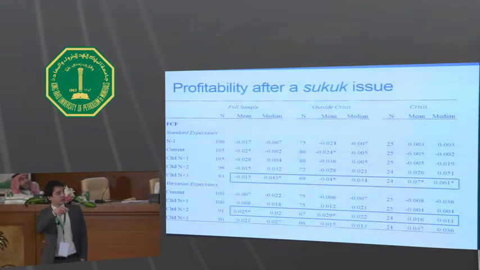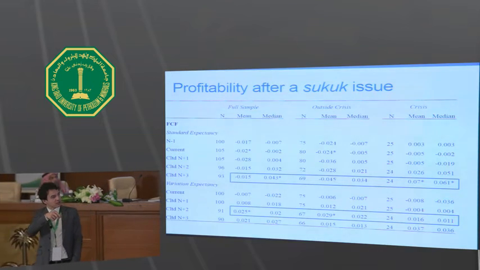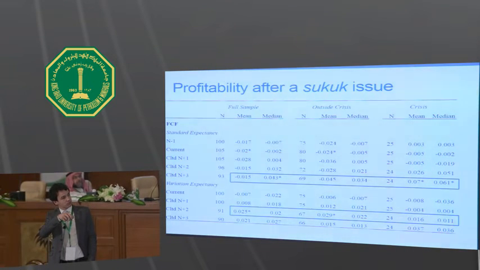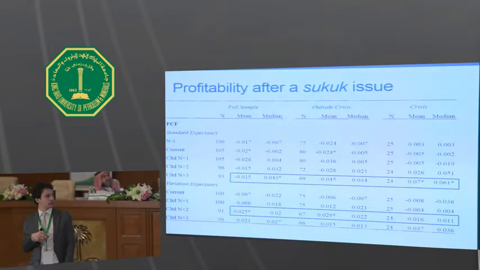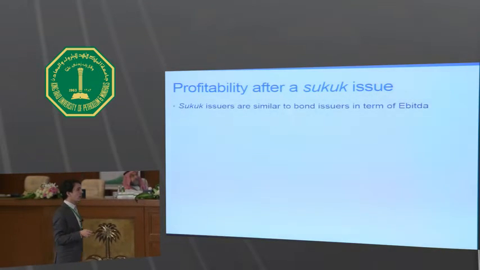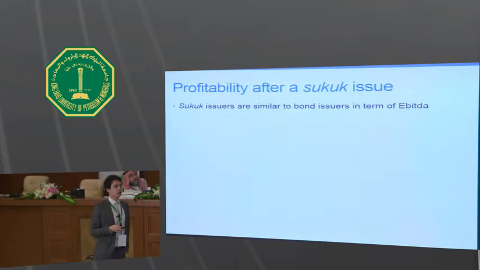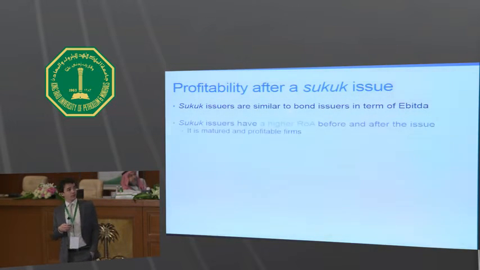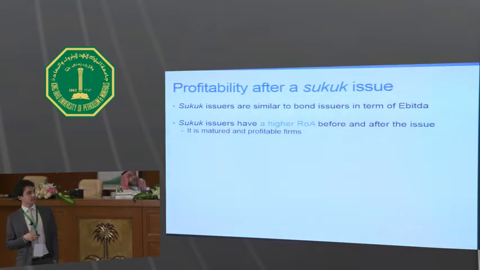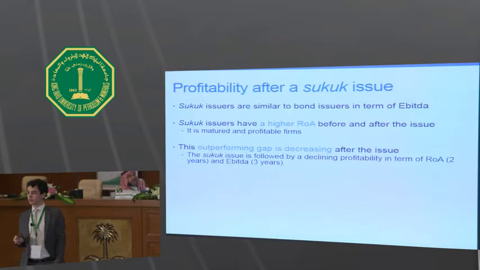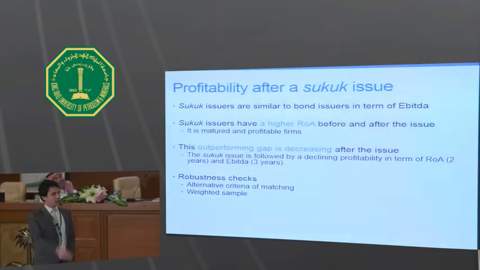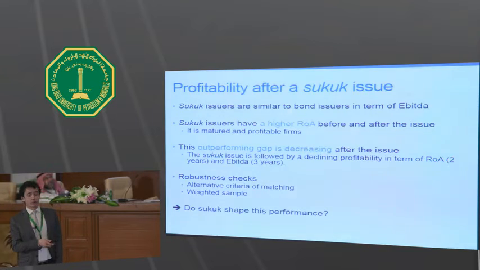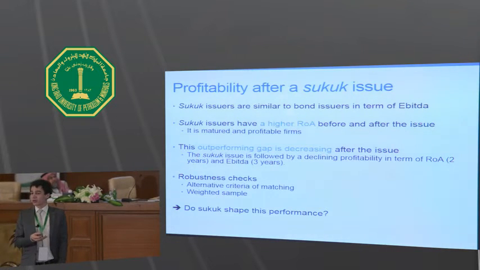And last, just to say, on the free cash flow here, we have slight evidence, but very slight, of a bit of retention of free cash flow, but actually nothing very showed up here. So Sukuk issuers are similar to bond issuers in terms of EBITDA. They have a higher return on assets, but this outperformance is decreasing over time after the Sukuk issue. We have lots of robustness checks. I will not take time for that. And the question is, is it because of the Sukuk issue?